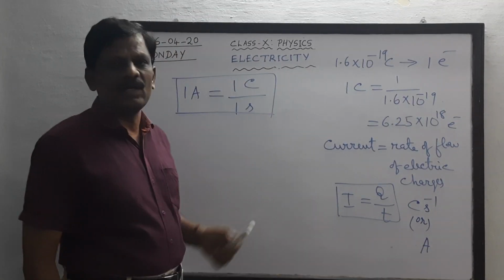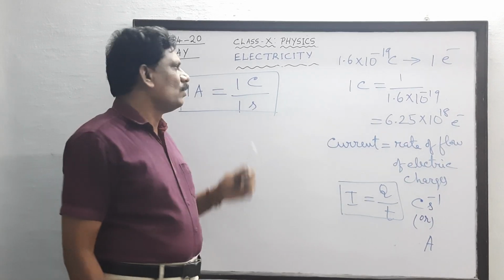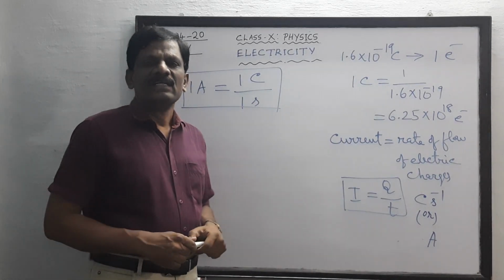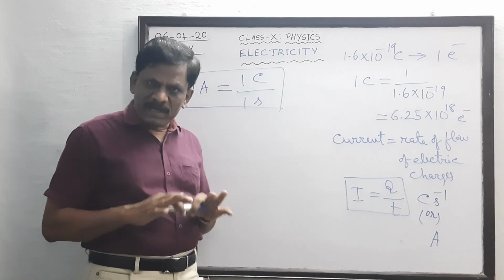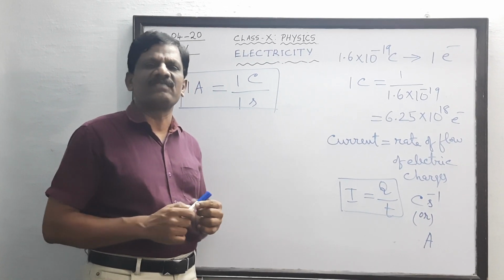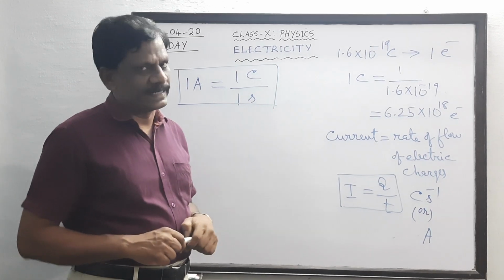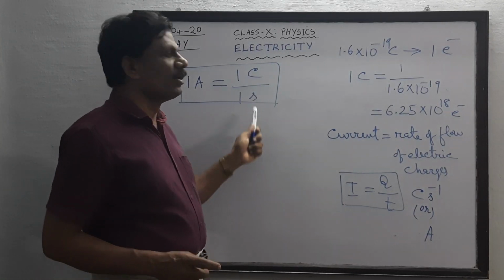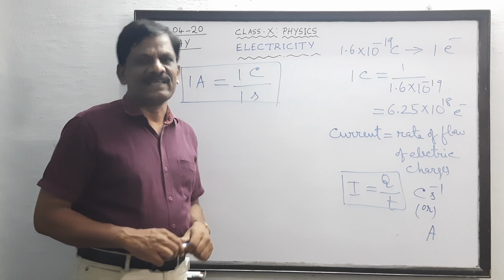Lastly, we defined 1 ampere. So how did we define 1 ampere? The current is said to be 1 ampere when 1 coulomb of charge flows through the cross section of the conductor for 1 second. So 1 ampere is also equal to 1 coulomb by 1 second.